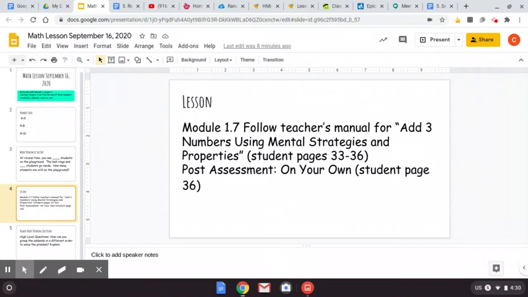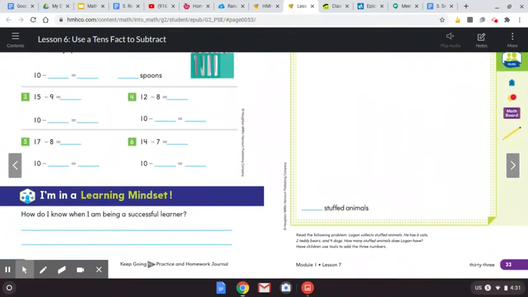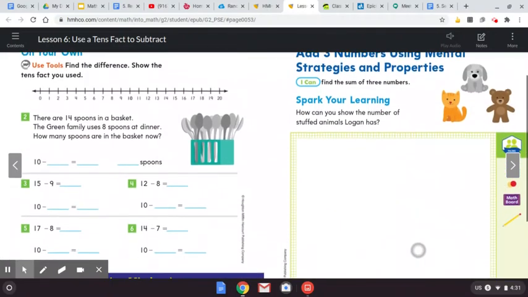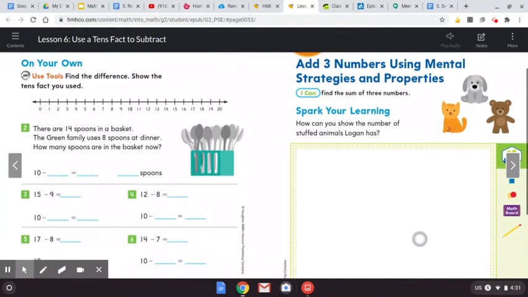Okay, we are going to find the student pages 33 through 36 for your assignment today. So if you will look in your papers that were in your take-home packet, your first sheet should be page 33, and the story problem reads down at the bottom of the story, adding 3 numbers using mental strategies and properties.